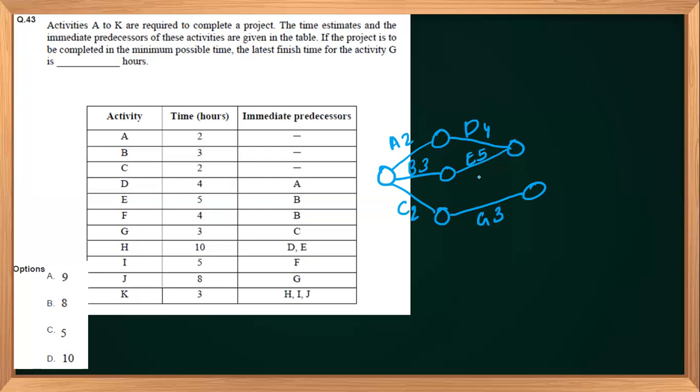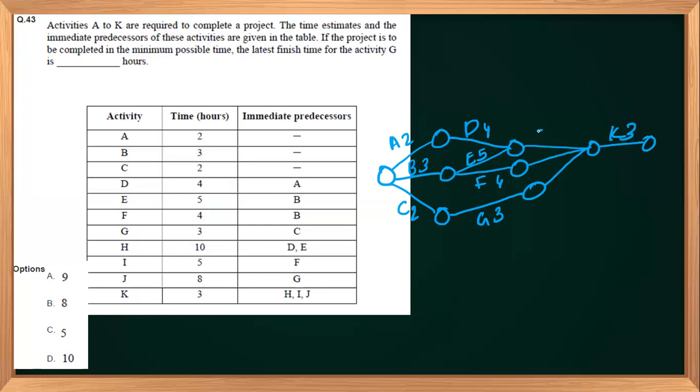And from F, I is formed. F is how much? 4. I, J, and H are missing. So H is from here, I is from here, and this one is from here, to merge and form K. So this is K with 3.